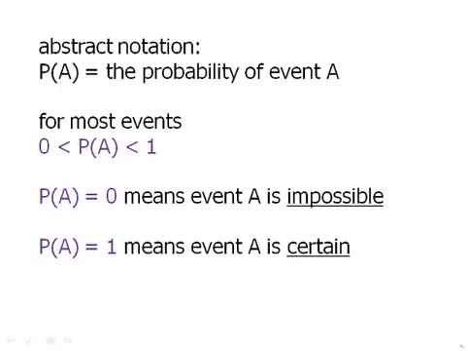So events that have probability of 0 or probability of 1 usually aren't very interesting to talk about because there's no uncertainty. The interesting events in probability are the ones that are between 0 and 1, the ones where there's a relative degree of uncertainty.